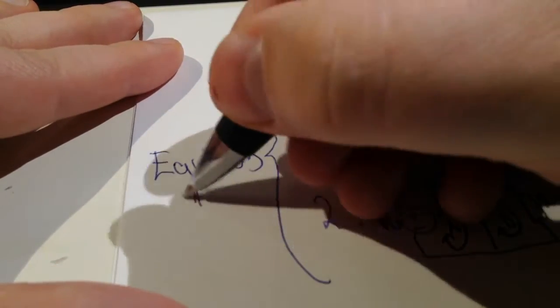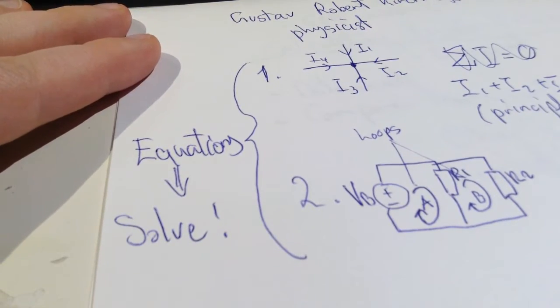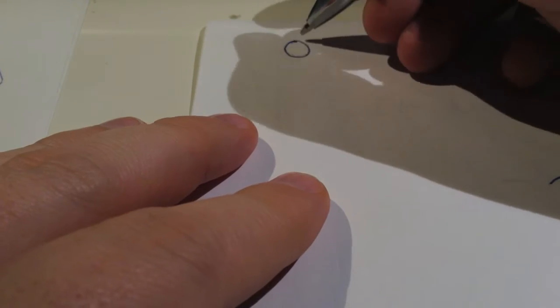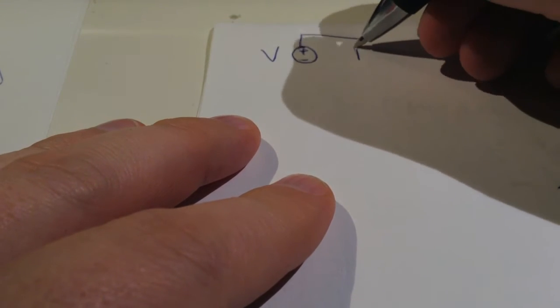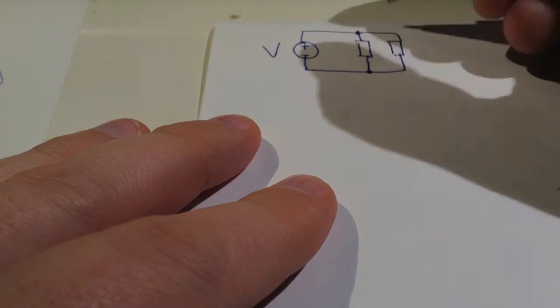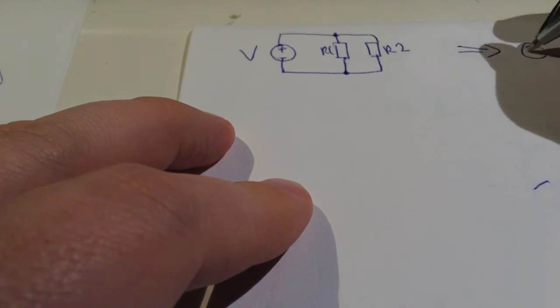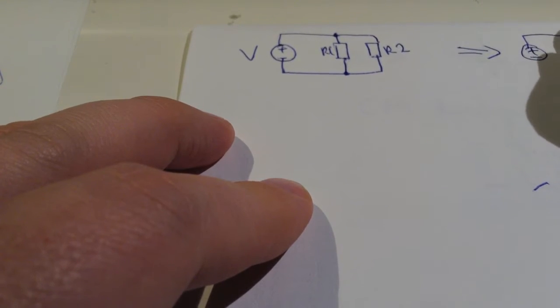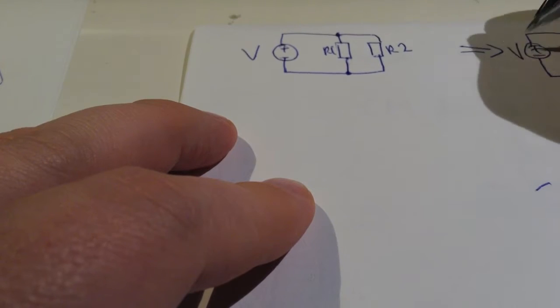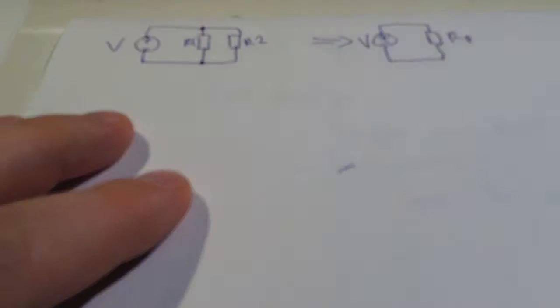And the point of all this is to get equations, and when you have an equation you can solve. And these equations are easy. They are high school math, so no problems really. So here we have one equivalent circuit, 2 resistors in parallel, and you can redraw it in this way as we talked about earlier.